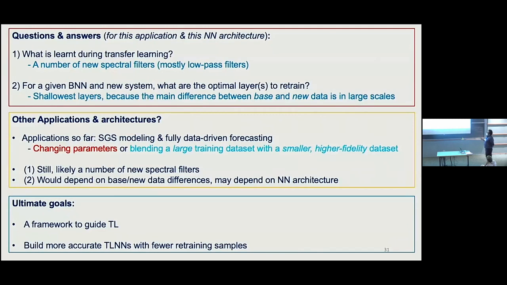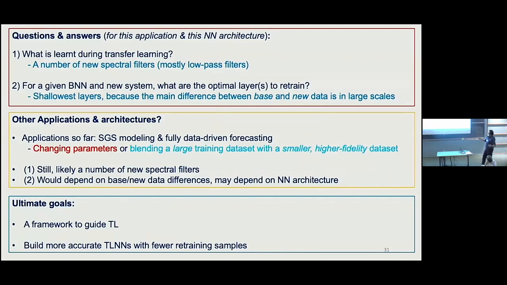What is learned during transfer learning? New spectral filters, in this case, low-pass filters. What are the optimal layers to retrain? Here, because the differences are at the larger scale, the shallowest layers. Now, how transferable and generalizable are these findings to other problems? We think that for the first question, it's actually going to be the same.